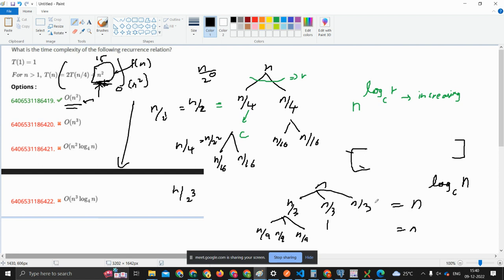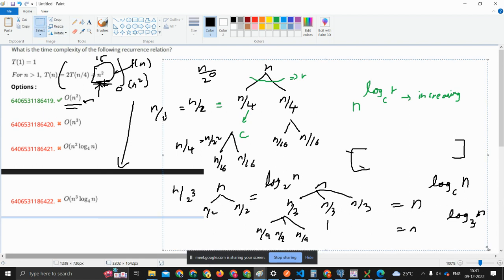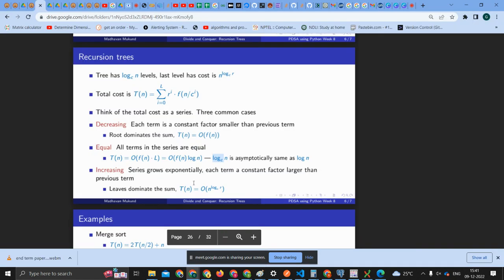So what is the C? C is the denominator of the division part. Which will become log base 3 of n in this case. If you are splitting it into n by 2, n by 2, the log base will be base 2. So two things are done. You have cleared two concepts. Only one concept is left. If you clear that, that's all. No one is going to stop you from such a question.